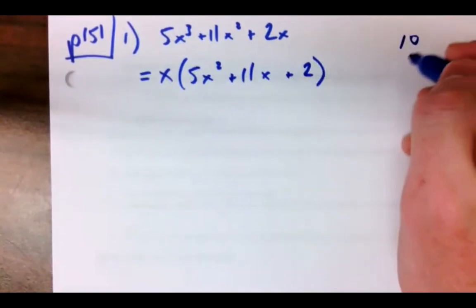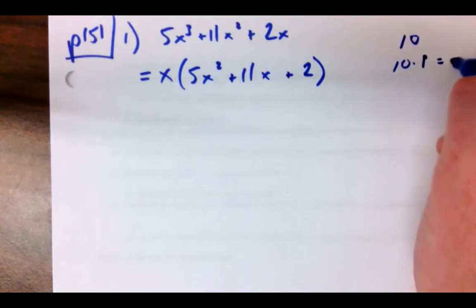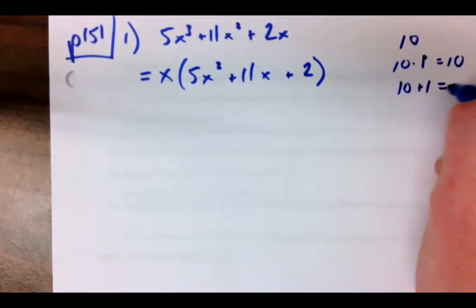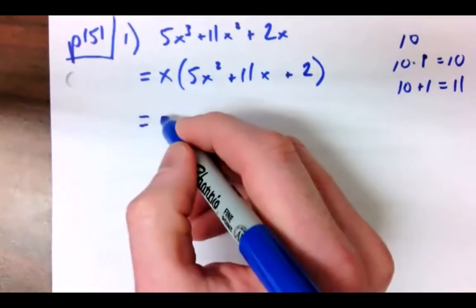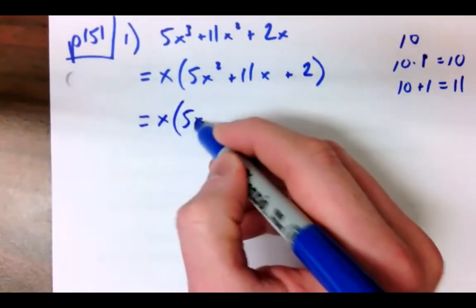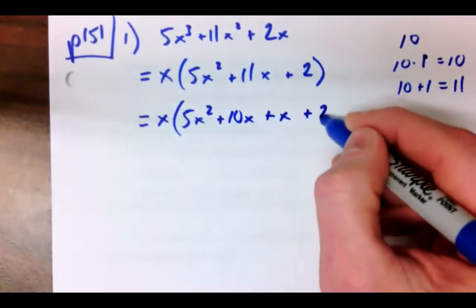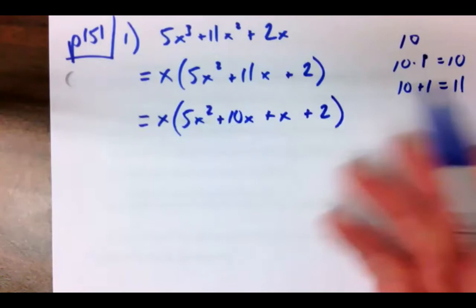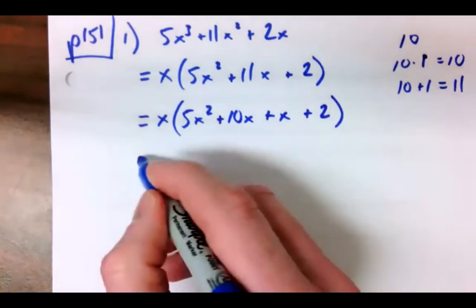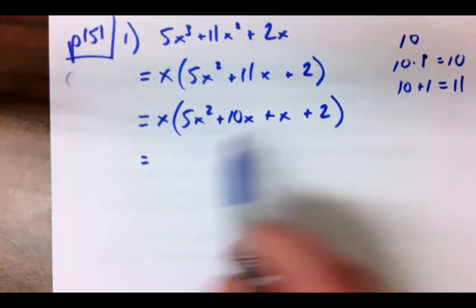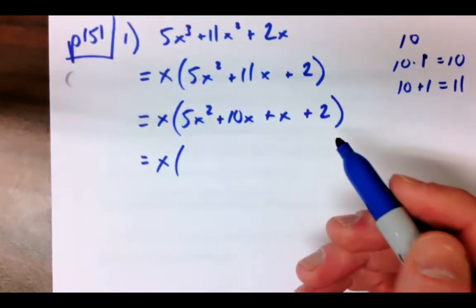5 times 2 is 10. 10 times 1 is 10. 10 plus 1 is 11. So we've got 10 and 1. So that equals x, 5x squared plus 10x plus x plus 2. How did I decide the 10 to go first or second? I don't know, because 10 is divisible by both 5 and 2. I just did it this way. I have a feeling I maybe should know this. It probably works no matter what the order. I'll test it sometime.